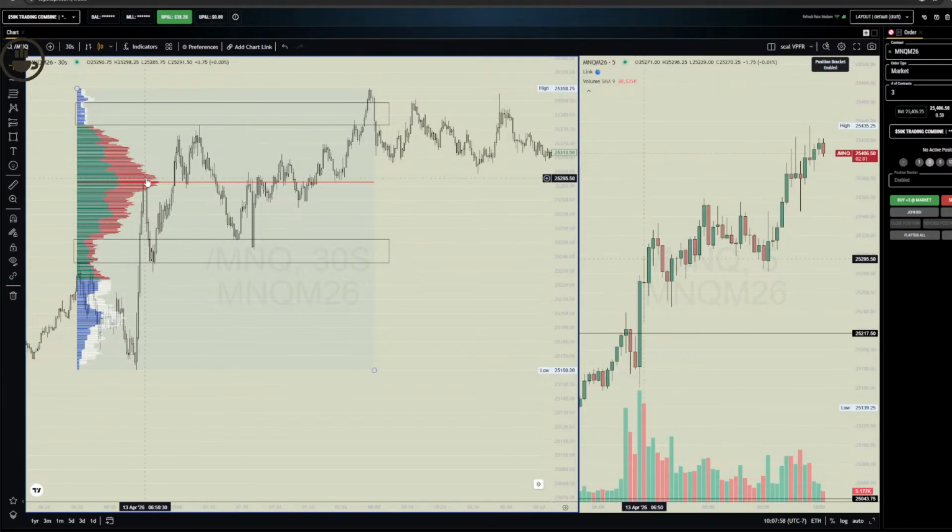So in general, this red line is point of control, and this is where most of the volume is transacted. This would be considered your fair value, where buyers and sellers are happy to exchange. And then if it goes down below, buyers are happy to grab, above, sellers are happy to sell. So that's the basic theory, right?